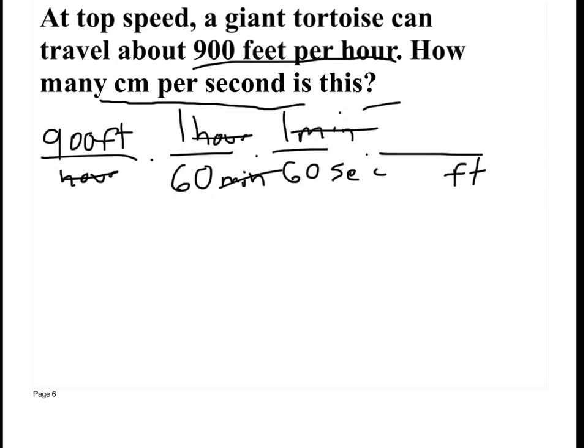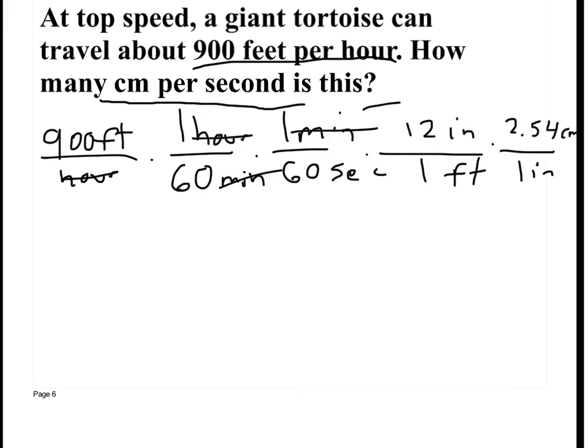If you look on page 276, it does not tell you how many centimeters are in a foot. But do we know how many inches are in a foot? Yes. And do we know how many centimeters are in an inch? Yes, so we can do that. We can use that conversion rate. There are 12 inches in a foot, and in 1 inch, there are 2.54 centimeters.